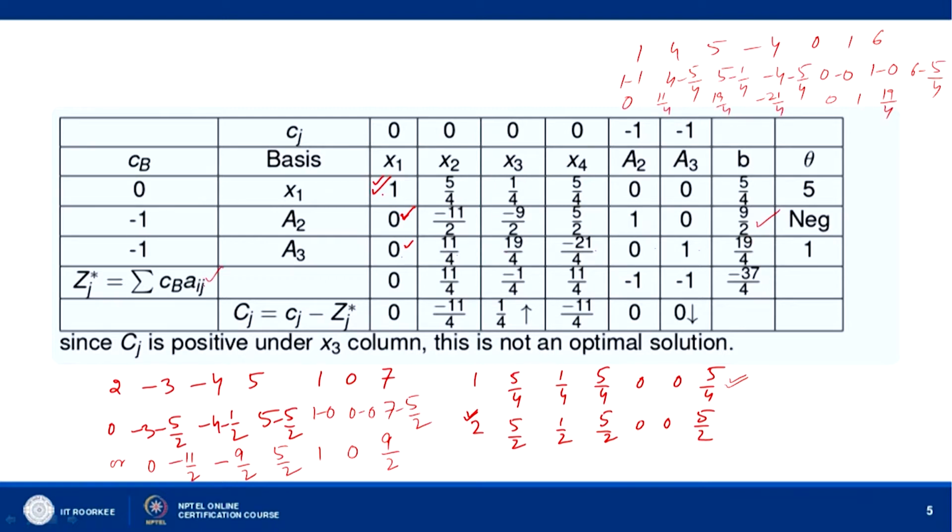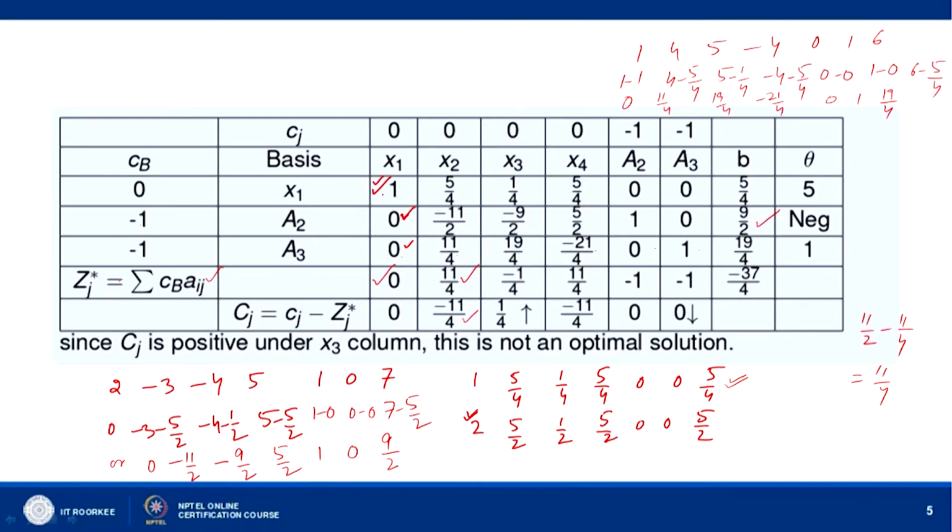ZJ star is sigma CB Aij. So, 0 into 1, 0, minus 1 into 0, 0, minus 1 into 0, 0. So, we get 0, 0 minus 0, 0. So, this is 0. Okay. Then 0 into 5 by 4 is 0, minus 1 into minus 11 by 2 is 11 by 2, and then we get minus 1 into 11 by 4. So, minus 11 by 4, and then 11 by 2 minus 11 by 4 is 11 by 4.